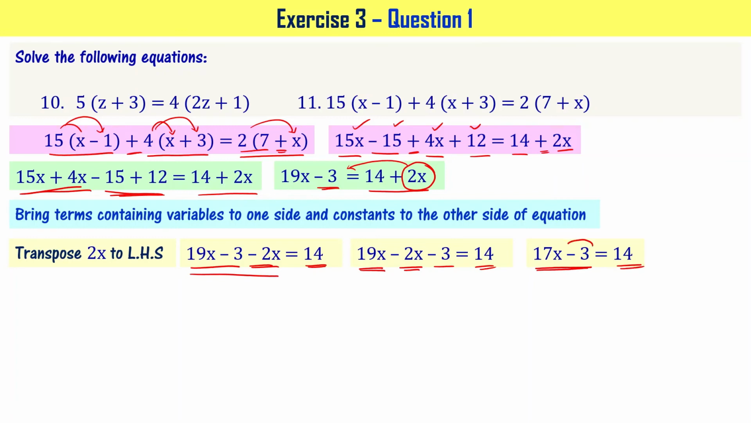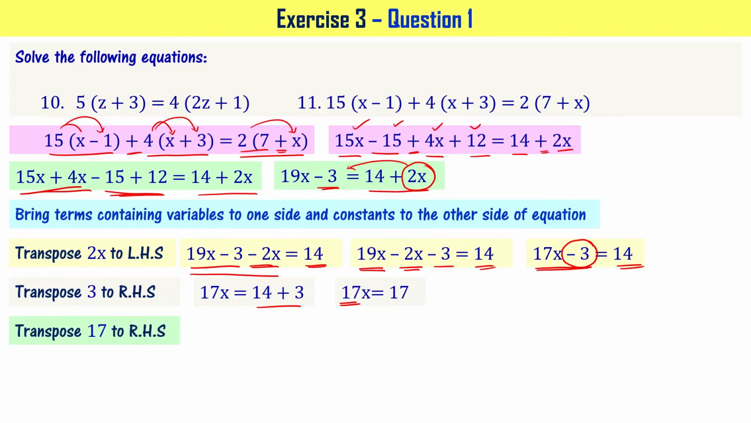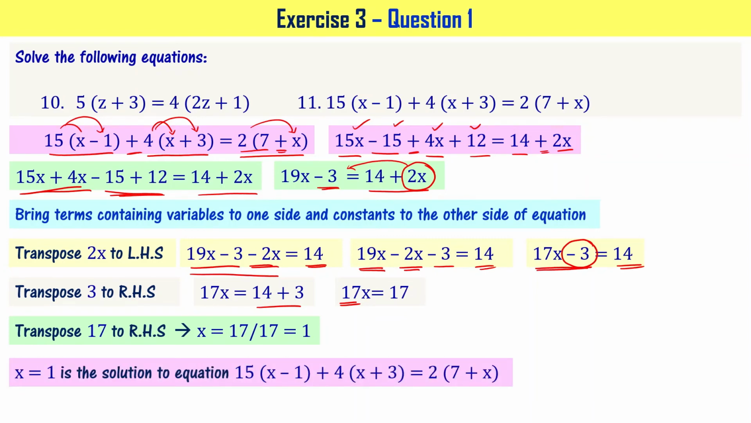I can transpose minus 3 to the other side. When I do that, it becomes plus 3. So 17x equal to 14 plus 3, it means 17x equal to 17. I can transpose this 17 to the other side such that I can write it as x equal to 17 by 17, that is equal to 1, right? So x equal to 1 is the solution to the given equation. Got it?